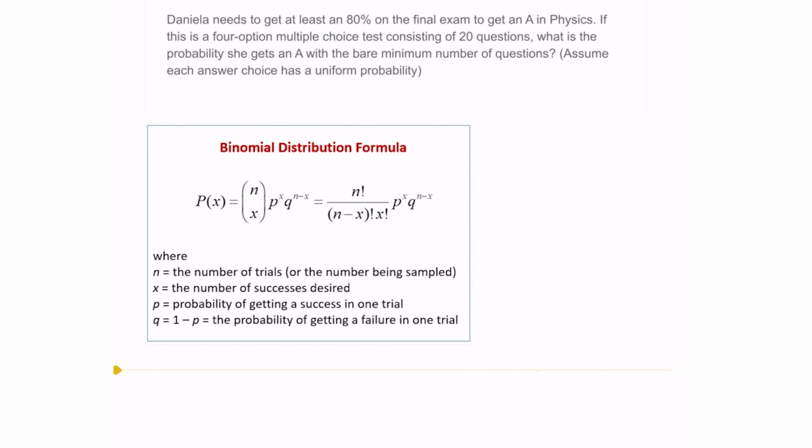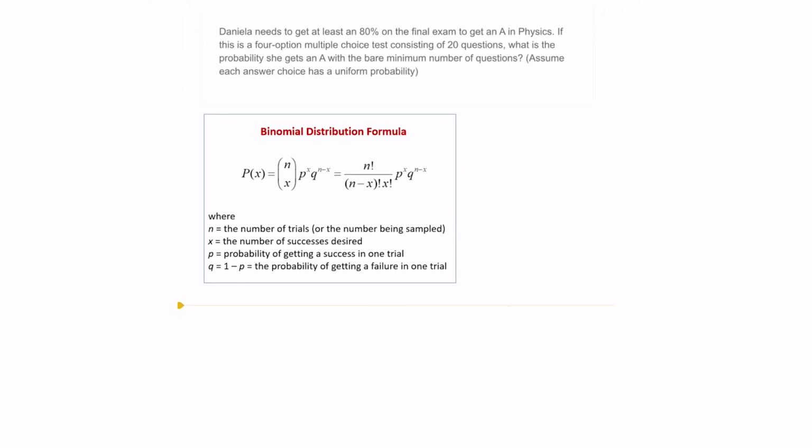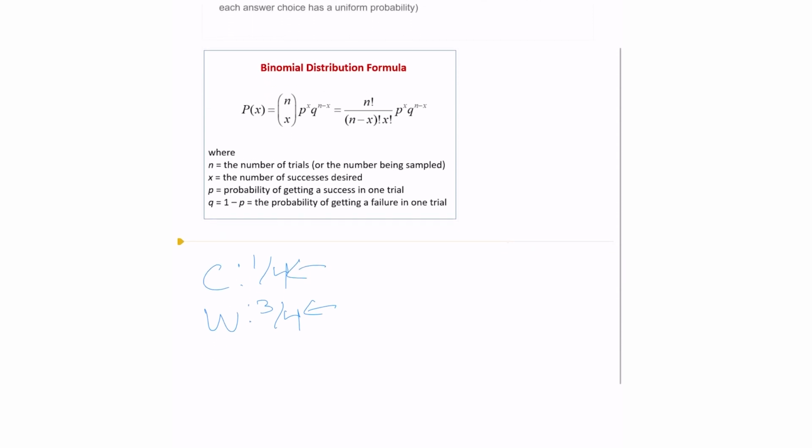Daniela needs to get at least an 80% on the final exam to get an A in physics. If this is a 4-option multiple choice exam with 20 questions, what is the probability she gets an A with a minimum number of questions? So to do this question, what I would do is first label the probabilities of everything. To get the right answer, it would be a 1/4 probability. And to get the wrong answer, W, would be a 3/4 probability. This is because there are 3 wrong answers, 1 right answer, and every answer has a uniform probability.